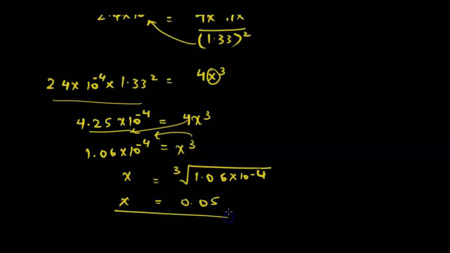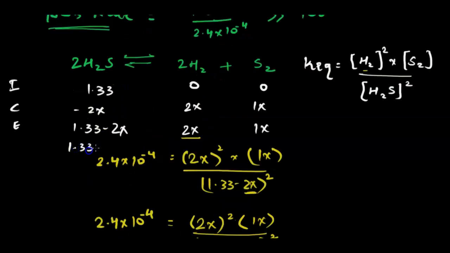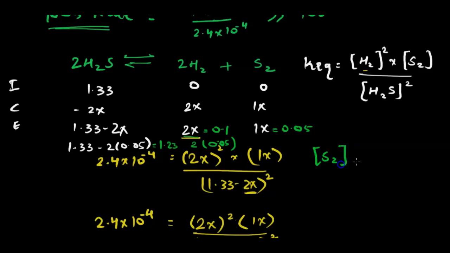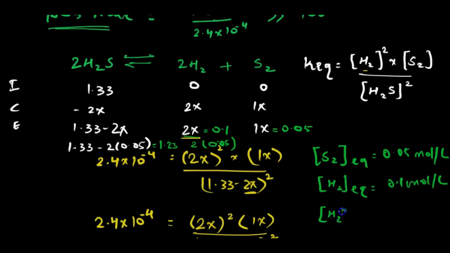Now we were not looking for the x value, we were looking for equilibrium concentrations. So we use the 0.05 to get the equilibrium concentrations. We know 1.33 minus 2 times 0.05 is going to be equal to 1.23. Here 2 times 0.05 is equal to 0.1, and this is 0.05 by itself. Therefore, the equilibrium concentration of S2 is 0.05 moles per liter. Equilibrium concentration of hydrogen is 0.1 moles per liter. Equilibrium concentration of hydrogen sulfide is 1.23 moles per liter.